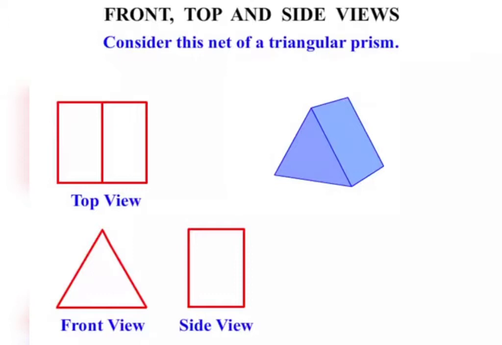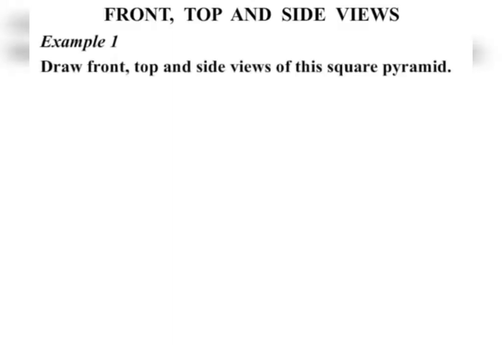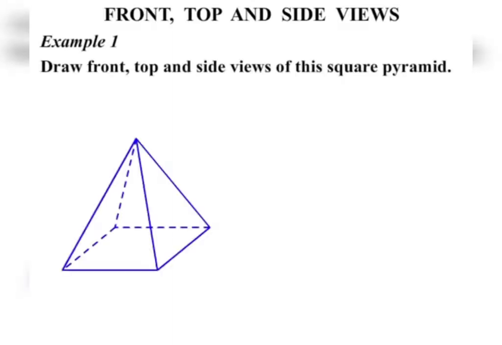Okay, so for our triangular prism, we've seen the front view, the side view, and the top view. Example 1. We're asked to draw front, top, and side views of this square pyramid. Well, the front view, we'd be looking at that way. The side view, we look at that way. And the top view, looking obviously from the top.